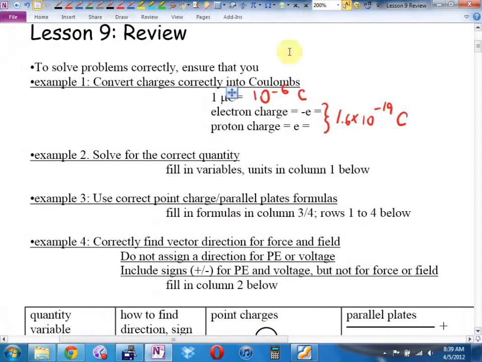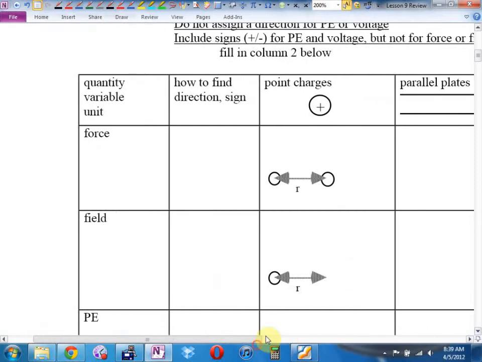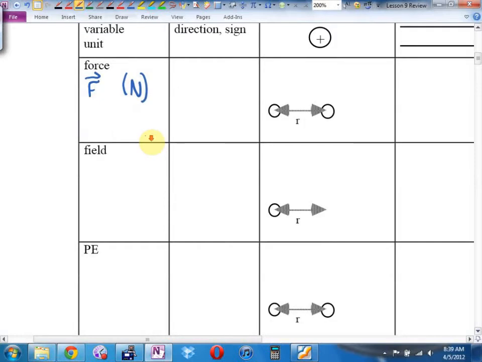Okay. Then it says, example 2, solving for the correct quantity. Fill in the correct variables and the units in column 1 below. What variable do we use for force? What letter on our formula sheet is force? This is meant to be really obvious, Brianna, yeah? F. Units. What letter do we use for electric field? Not F. Okay, capital E.